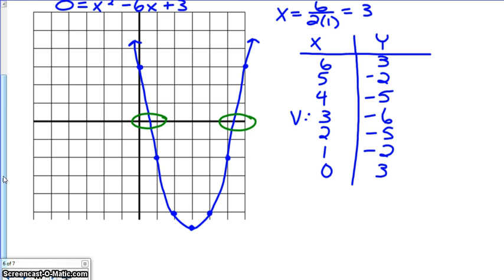If we look at our t-table, that's another way to tell where your roots are going to be located. We look at the y values in our t-table, and when they interchange from positive to negative or negative to positive, that is where we're going to have our roots. So right here, we can see by looking at the y values in our t-table, we go from positive 3 to negative 2. So there should be a root located between those 2 points. And we go from negative 2 to positive 3. So again, we should have a root located between those 2 points on our graph.